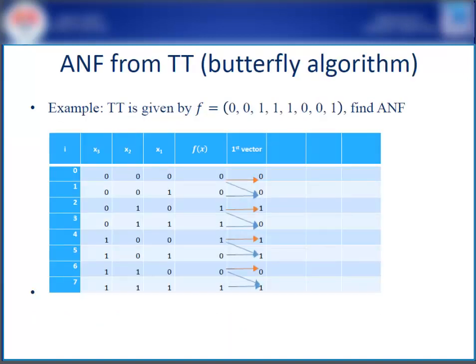There is another method for computing algebraic normal form from its truth table, which is called the butterfly algorithm. In this algorithm, depending on the size of a truth table, which is given by 2 to the power n, where n is the number of input variables, there will be n plus 1 calculations, and at each calculation we are going to find a new vector. So we write a truth table as a column vector.